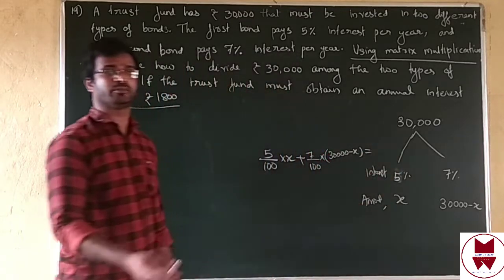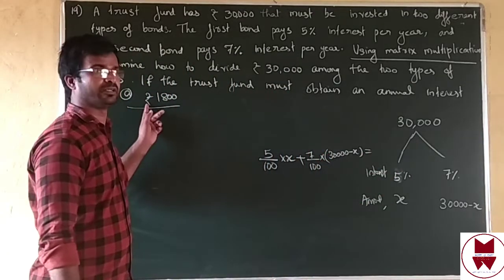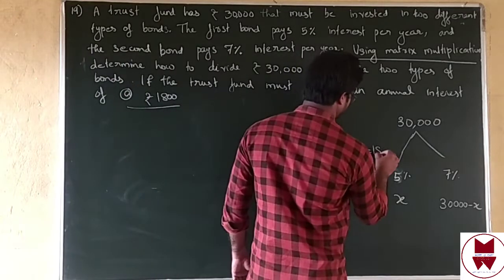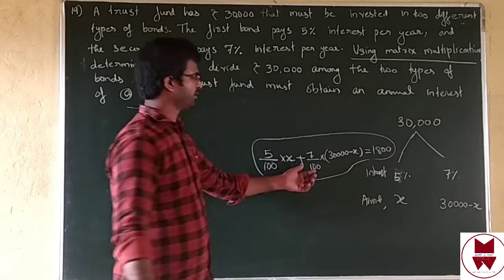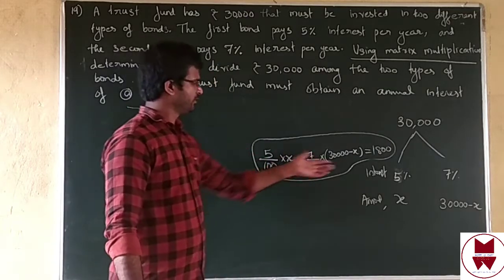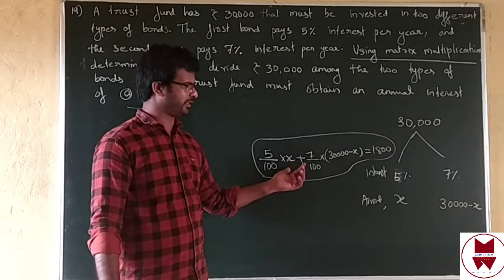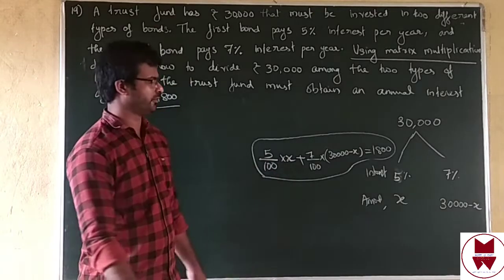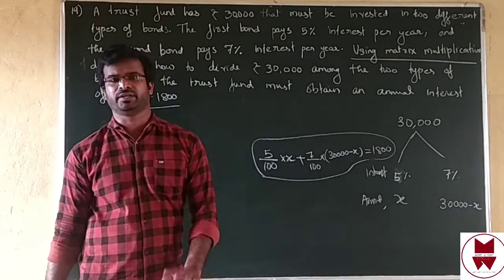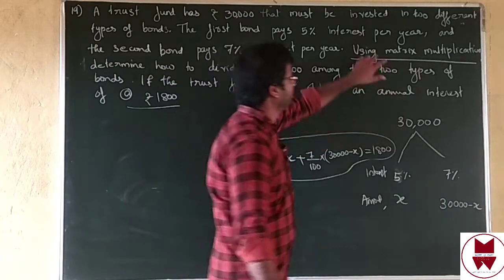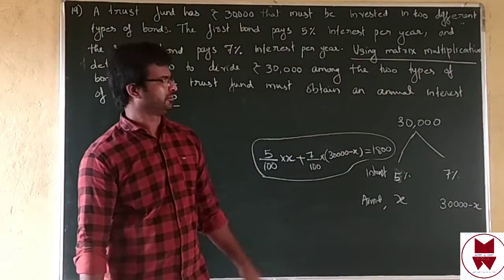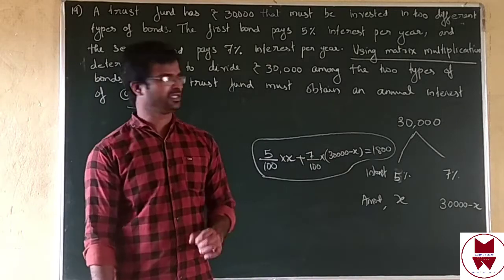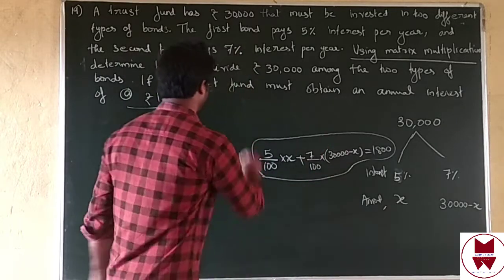how much amount we need after 1 year? 1,800. From here you can find out X, isn't it? This is one equation only, so we can find one variable, the X value. This is the normal method. But one problem is there in our question: we have to use matrix multiplication. There is no matrix in here, isn't it? That's why first we will make a matrix.